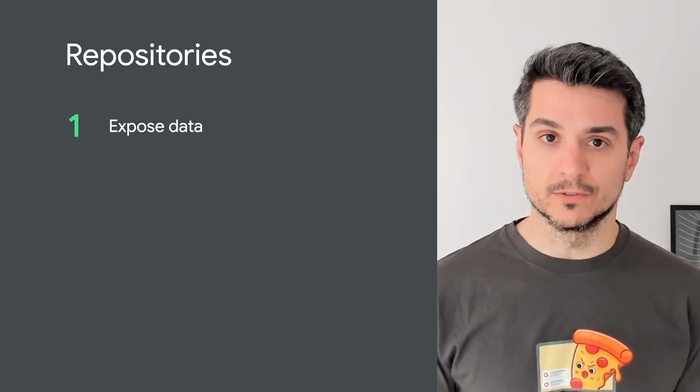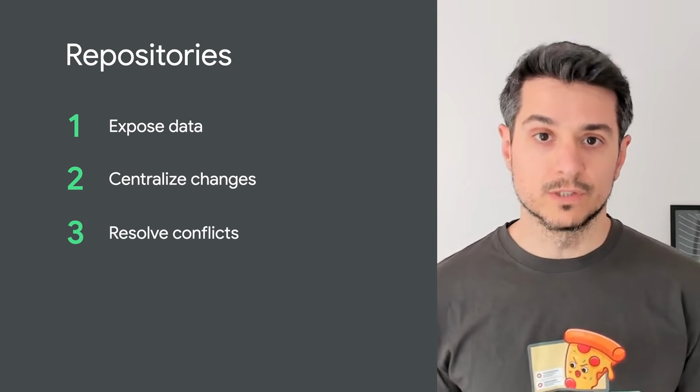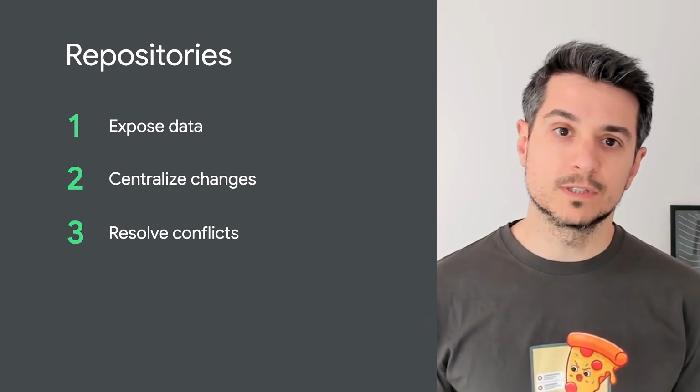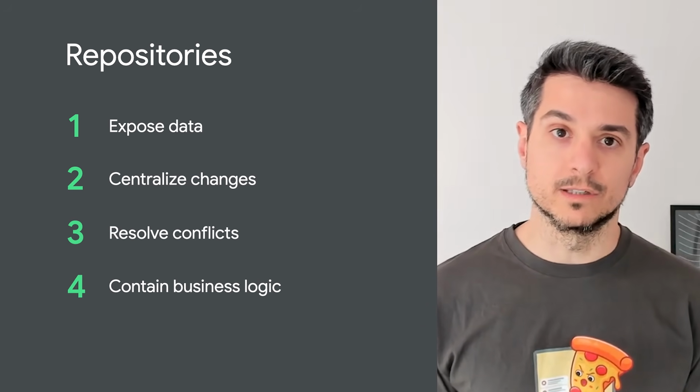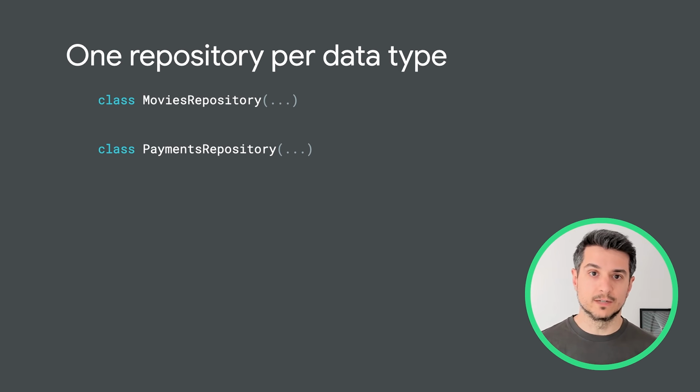That's data sources. Now, repository classes are used by all the layers in your app to interact with the data layer. They are responsible for exposing data to the rest of the app, but also for centralizing changes to the data, resolving conflicts between multiple data sources, and containing business logic. You should create a repository class for each different type of data you handle in your app. For example, you might create a movies repository for data related to movies, or a payments repository for payments.